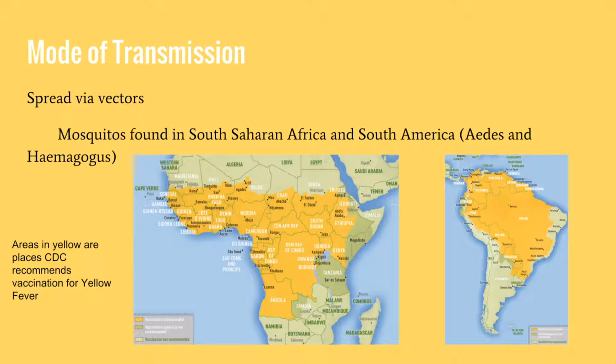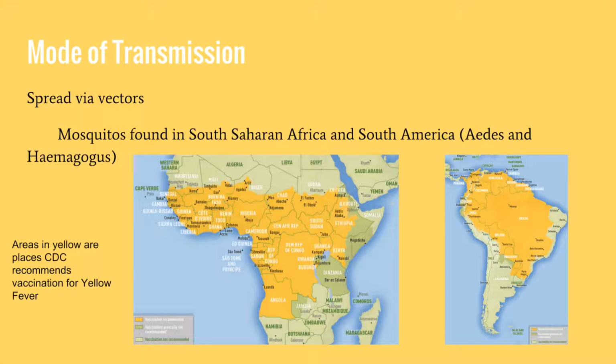Okay, so mode of transmission. Yellow fever is typically spread via vectors. These would be mosquitoes found in Sub-Saharan Africa and South America. The specific mosquitoes that typically carry the yellow fever virus are the Aedes and Haemagogus species. These are just the mosquitoes that are found in these areas most typically.